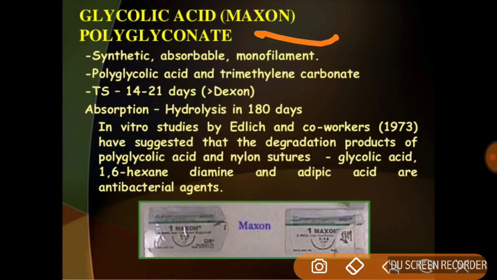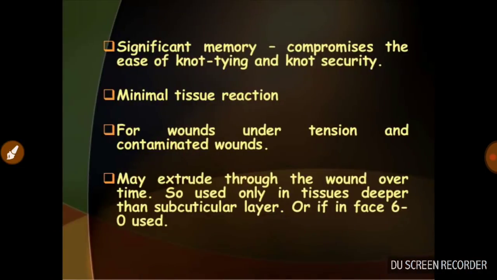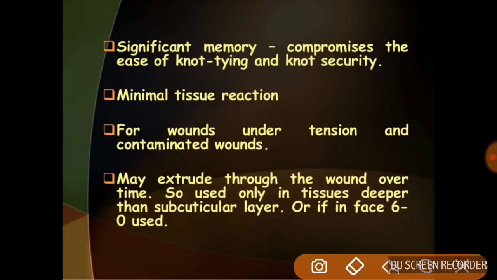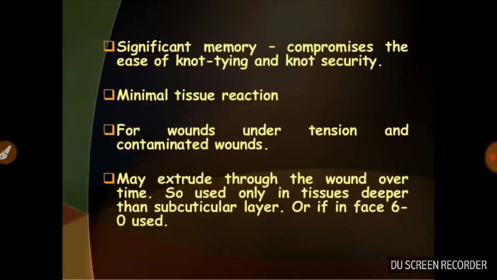So Maxon, glycolic acid polyglyconate. It is also synthetic, absorbable and monofilament, and in a similar way hydrolysis occurs. PDS II is also a synthetic absorbable monofilament, and these are the things you may note down for future reference. It has significant memory, minimal tissue reaction. For wounds under tension and contaminated wounds, it may extrude to the wound surface over time, so use only in tissue deeper than the subcuticular layer, or 6-0 is used if used. So PDS II, synthetic and absorbable.